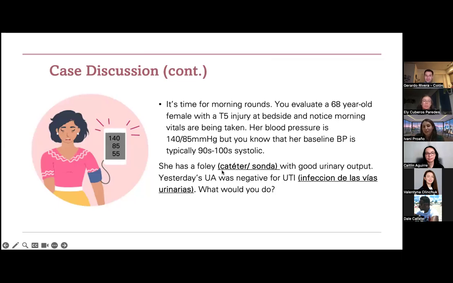In another case, it's time for morning rounds. You evaluate a 68-year-old female with a T5 injury at bedside and notice morning vitals are being taken. Her blood pressure is 140 over 85, but you notice that her baseline BP is typically 90s to 100s. She has a Foley catheter. A Foley would be una sonda. You could use them interchangeably, catheter or sonda, with good urinary output. And yesterday's UA was negative for UTI. UTI would be infección de las vías urinarias. So what would you do?